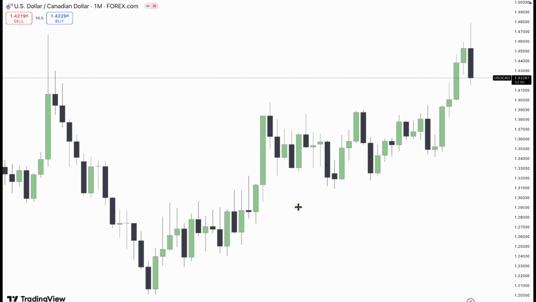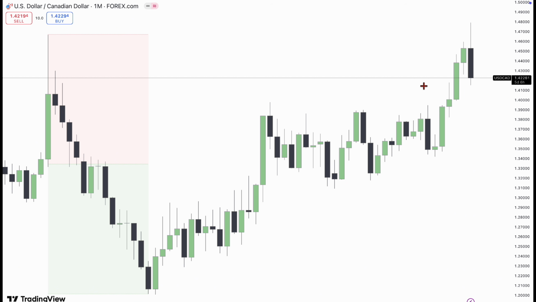So we've got the US dollar Canadian dollar monthly chart. We will start off with the monthly on the higher time frame, right? From monthly to weekly to daily. So let's see what is happening over here. First of all, what are we going to do? We're going to mark out our premium and discount, right? This is very important. We want to know that we are in premium for sells and in discount for buys. So as you can see, we are in the premium zone.